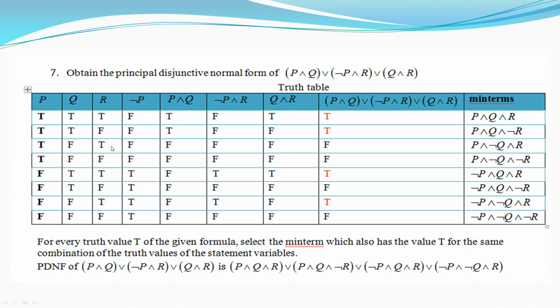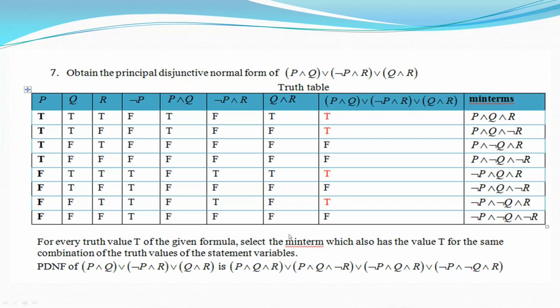And this combination is true when P is true, and this also has to be true. That means you have to take the negation of this. So P and negation Q and R is true. So this is true: P and negation Q and negation R. So whenever it contains false, you have to take negation, because the conjunction of P, Q, R is true only when P, Q, R are all true. So these are called min terms.